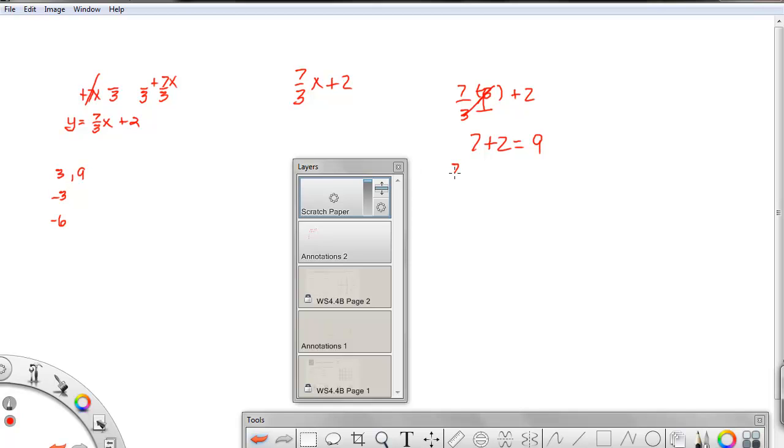Now the next ordered pair, I have 7 over 3. I've got a negative 3 in for x plus 2. Well, that becomes a negative 1. So 7 times a negative 1 plus 2. That's a negative 7 plus 2. So that will give me a negative 5.